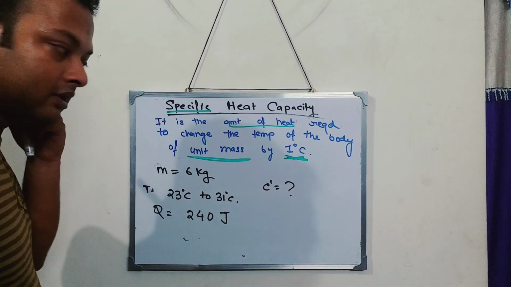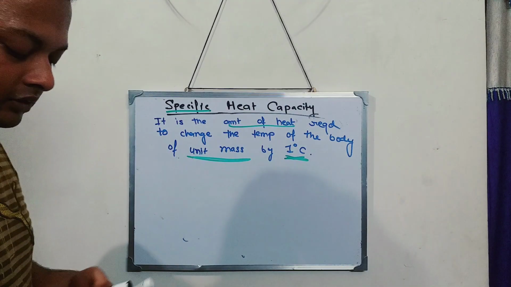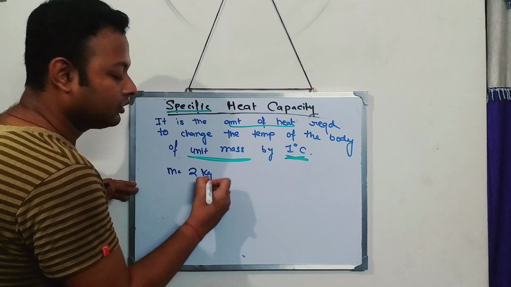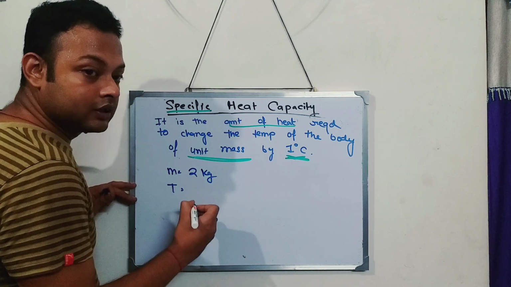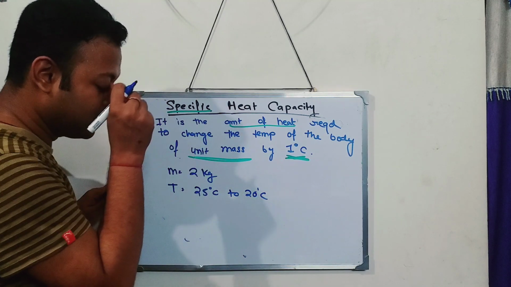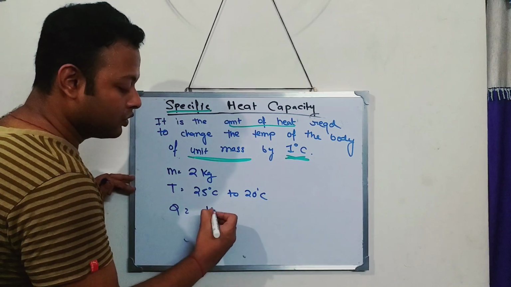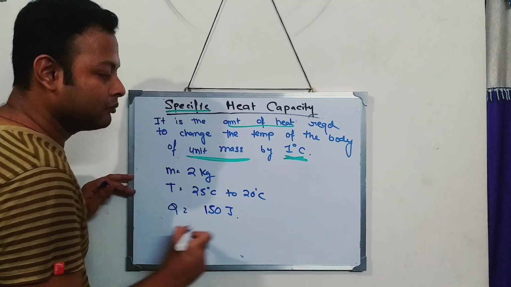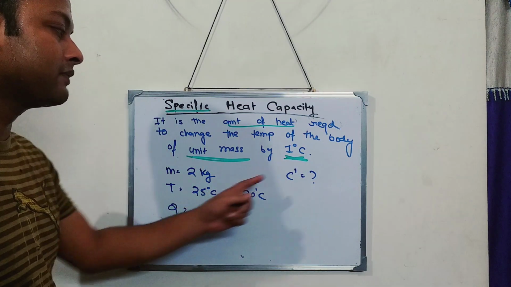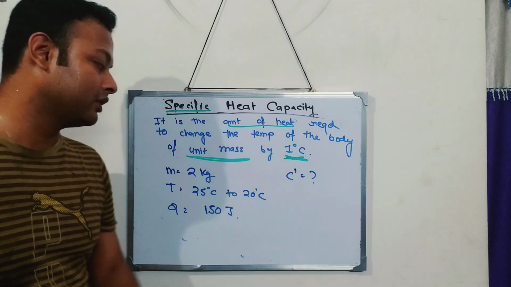Now, suppose I happen to do a sum like this. A body of mass 2 kg changes the temperature, say now from 25 degrees centigrade to 20 degrees centigrade, and the amount of heat required to change this temperature from this to this, say it is 150 joule. Now they are asking me C dash, the specific capacity. Specific capacity means what? For a body of mass 1 kg, for 1 degree centigrade, how much do I require?